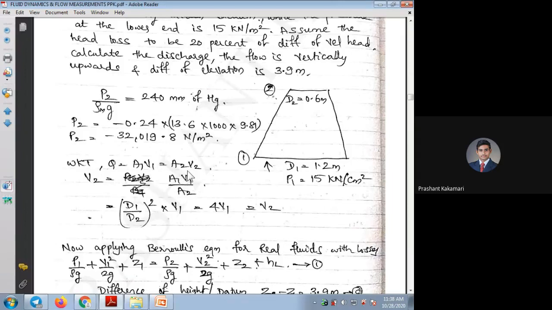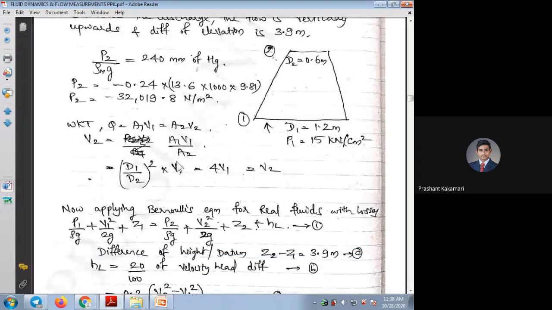So the concept of A1 V1 equal to A2 V2: either you can take the ratio A1 by A2, or you can take the D1 by D2 ratio, both are same. If you consider D1 by D2, you take the square because the area is pi by 4 D square. So D square will be remaining, D1 by D2 square will be remaining, and pi by 4 will be cancelled. From that, I can write V2 as 4 into V1, as per the given diameters, or I can write V1 as V2 by 4.